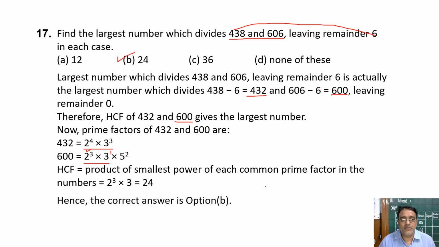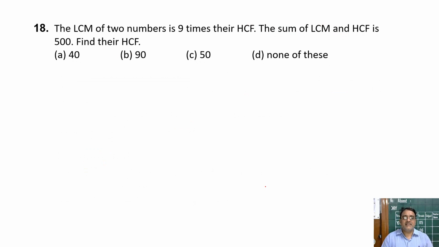Now we are moving toward question number 18. The LCM of two numbers is 9 times their HCF. The sum of LCM and HCF is 500. Find their HCF. So let the HCF of two numbers be X. So what will be the LCM?